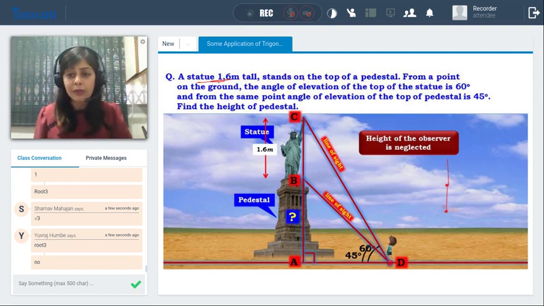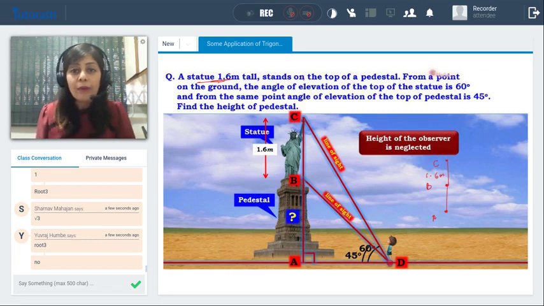So we're going to name all these points. Let's say our pedestal is AB and the statue is BC. What else do we know? The statue is 1.6 meters tall. That means now BC is 1.6 meters, right? What else? From a point on the ground, the angle of elevation of the top of the statue is 60. Top of the statue means from point C to the point on the ground, theta is 60 degrees.